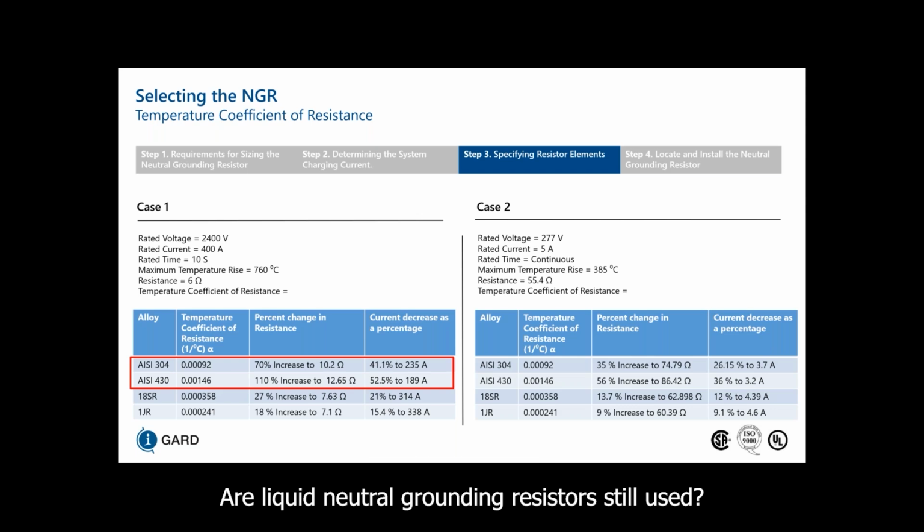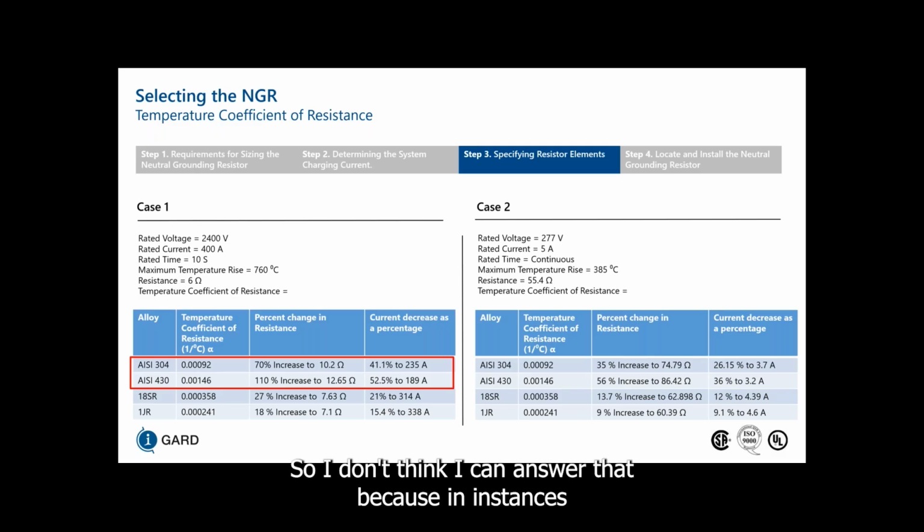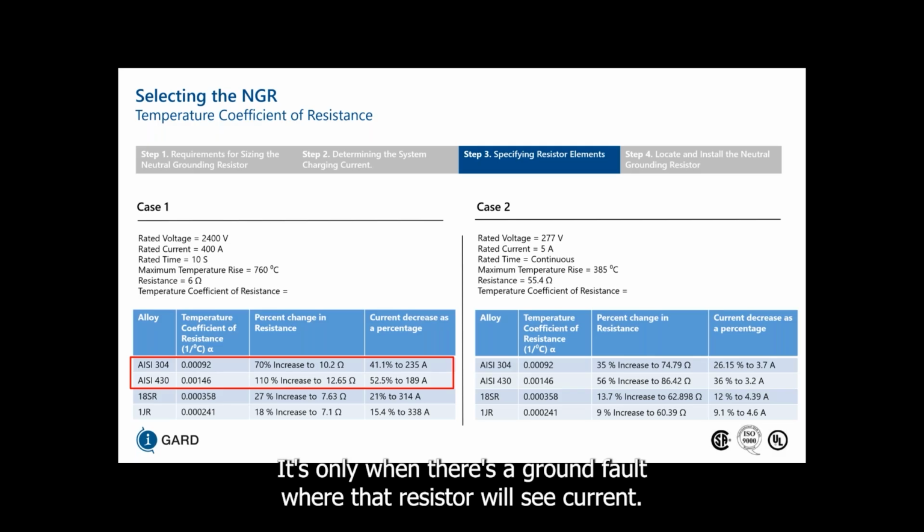Are liquid neutral grounding resistors still used? I have never encountered a liquid neutral grounding resistor, so I don't think I can answer that, because in instances where we're dealing with voltages that are beyond 5 kV, we just use a solid dry type NGR, I guess, because the NGR is doing nothing in normal operation. It's only when there's a ground fault where that resistor will see current.